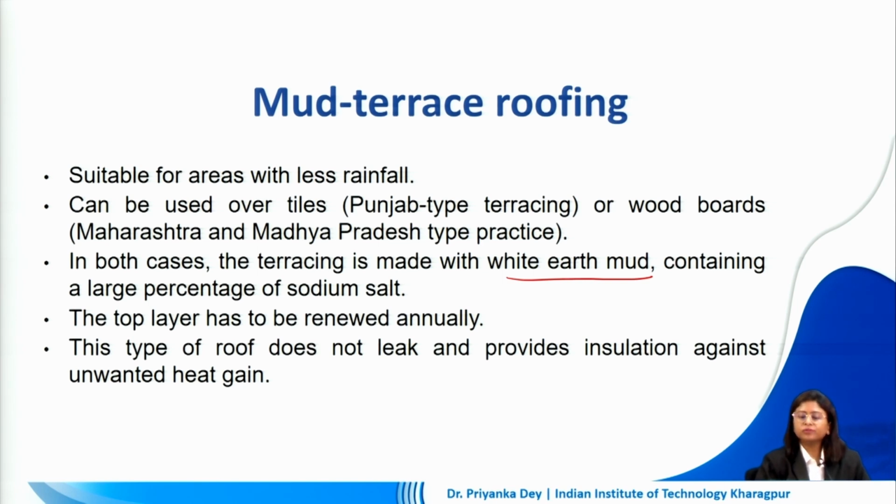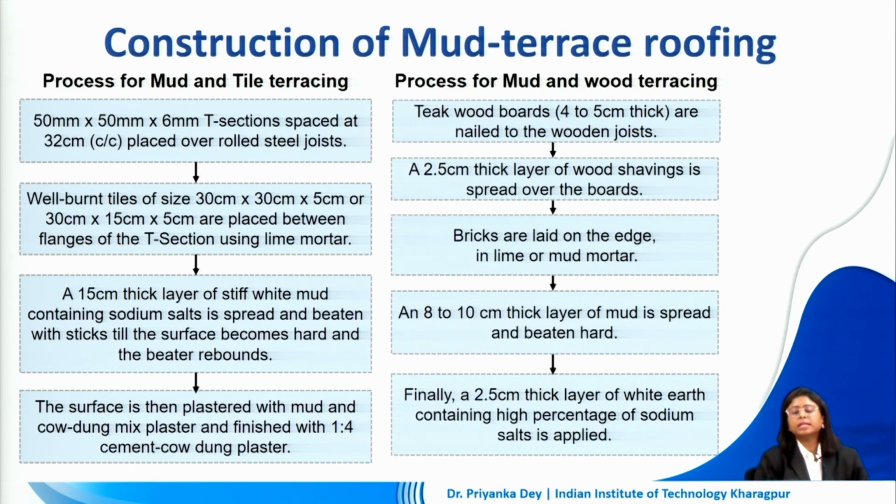This type of roof does not leak very easily and it provides good insulation against heat gain. The main reason for this is the white color. The white earth actually provides a layer on top of the roof surface, not allowing for much heat gain seasonally. Let's see in detail how the construction is done in both the types. That is the first example used in Punjab, where we have mud on top of tile terracing, and the second type in which mud is applied on wood terracing.